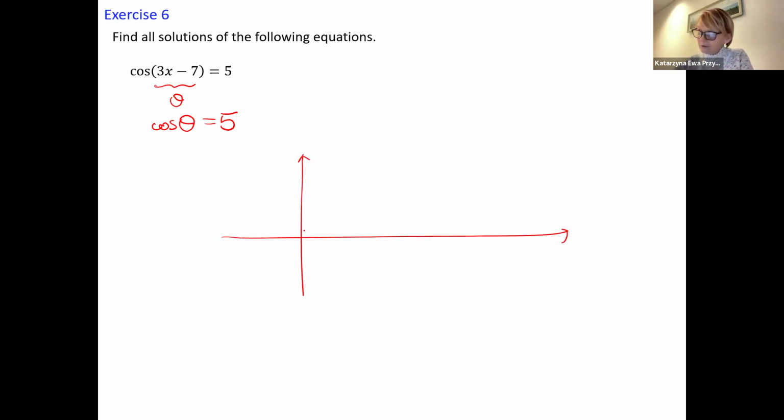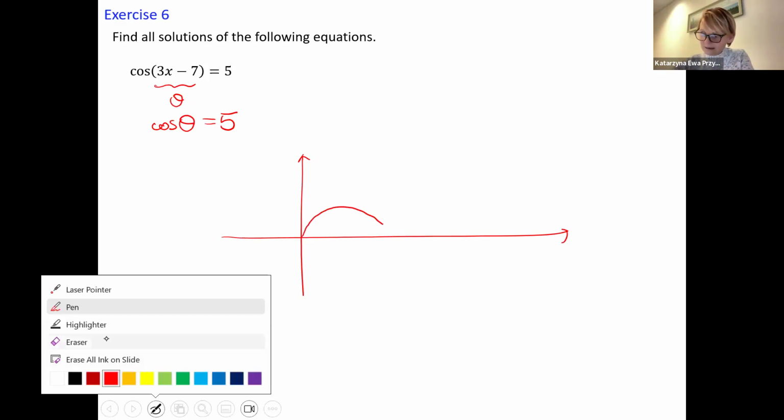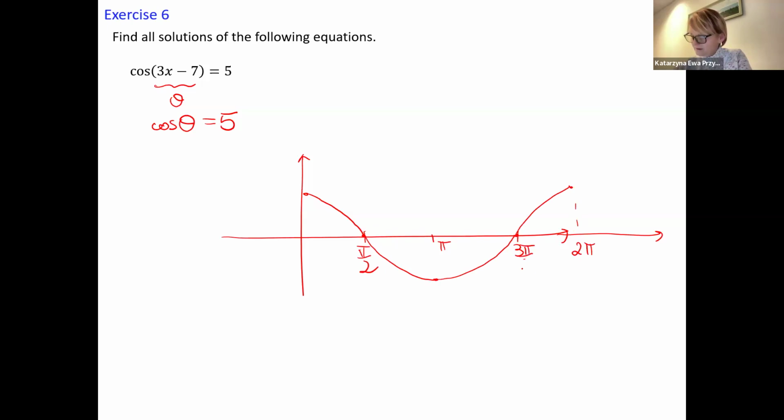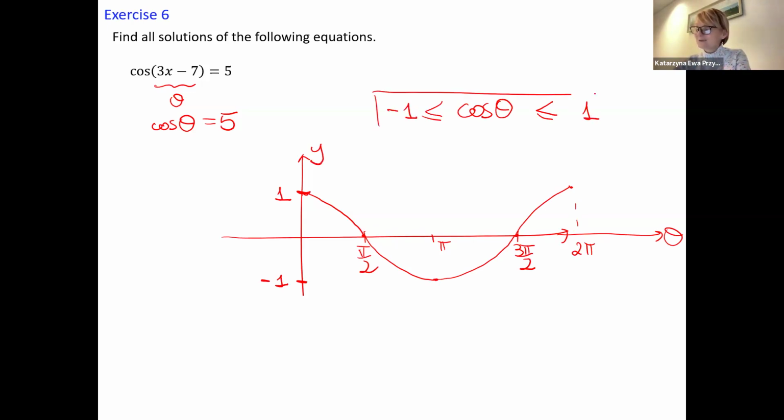Cosine, if I would like to draw, oh, that's actually sine. We're starting from the maximum. Cosine, let me draw it like this. Yeah, and this will be 2 pi, pi over 2, 3 halves pi, and let's say this is theta, because the maximum value and minimum, what is the range of cosine? Or sine? The range is between, yes, thank you, -1 and 1.